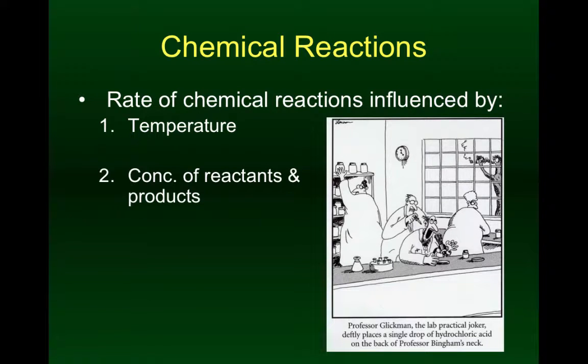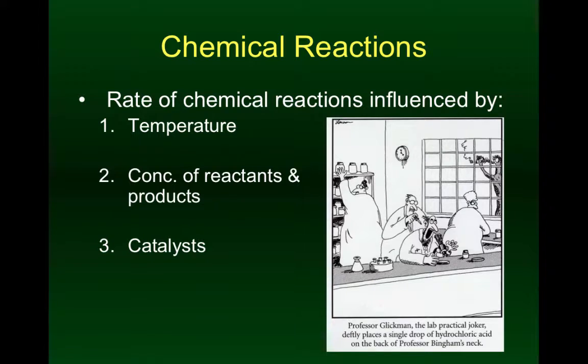Another factor which can influence rate of reaction is how much reactant you have and how much product you have. Generally speaking, the more reactant you have available, the more products you can make. And generally speaking, the more products you have, the harder it is to make more products because they can actually interfere with the actual making more products throughout further chemical reactions.